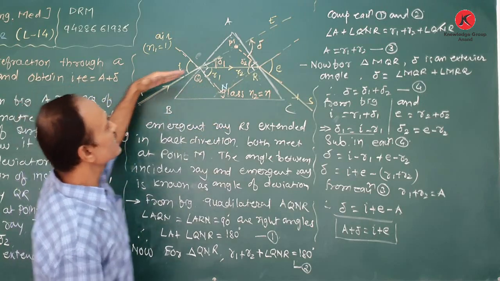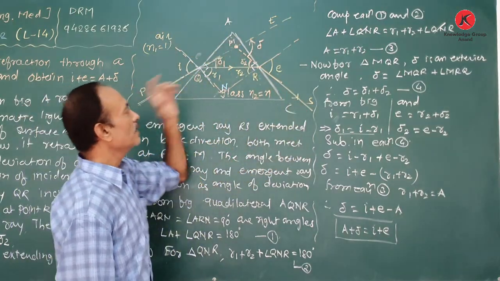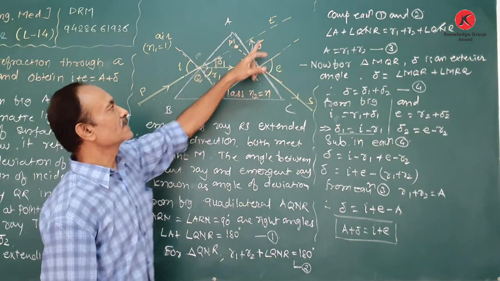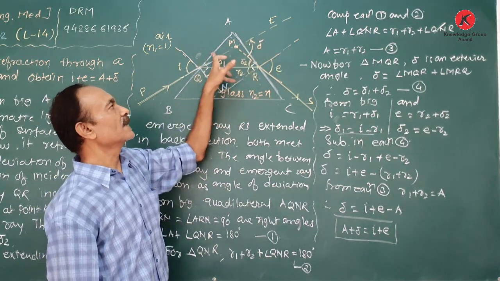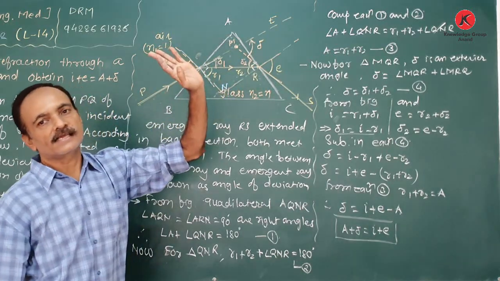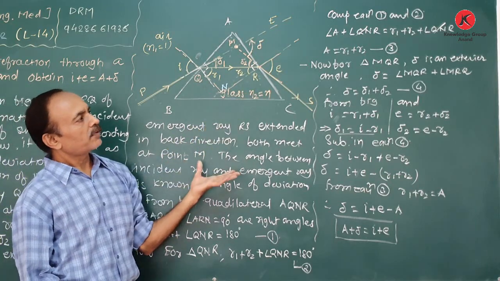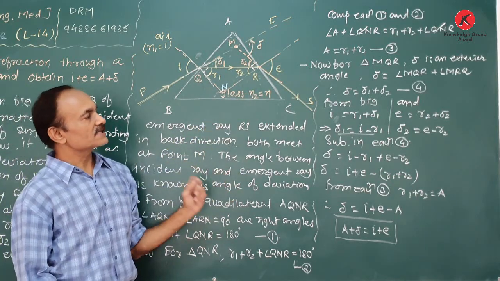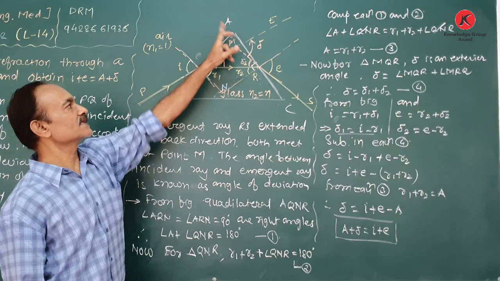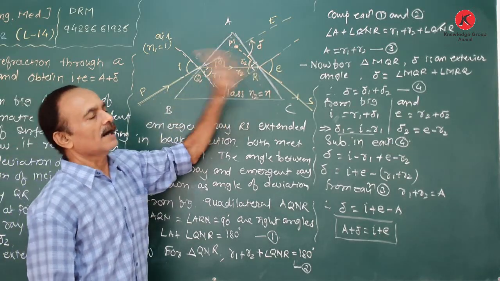As we extend the incident ray in the forward direction and the emergent ray in the backward direction, both meet at point M. Therefore, the angle between the incident ray and the emergent ray is delta. Okay, now how do we deal with this in the form of an equation? For that purpose, first we consider the quadrilateral PQNR.